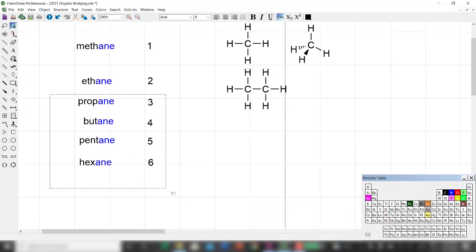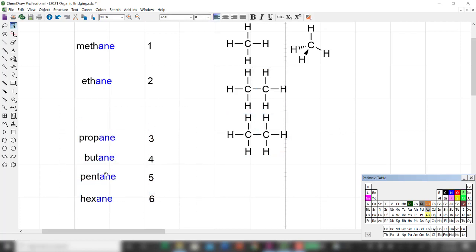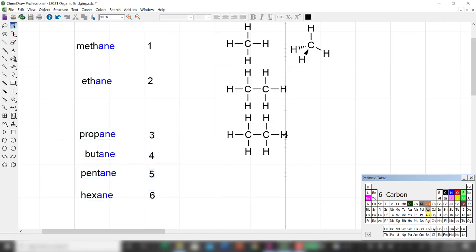Then I'm going to move on to propane. Again, nothing very inspiring. I'm just going to elongate the carbon chain by 1 more carbon here. So this will be H, H, and H. Okay, so H, H, H.